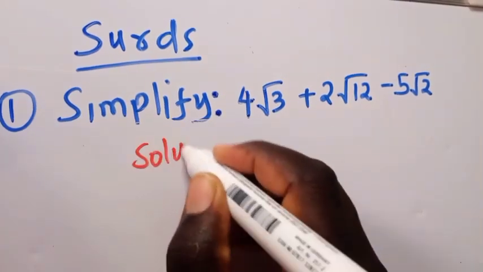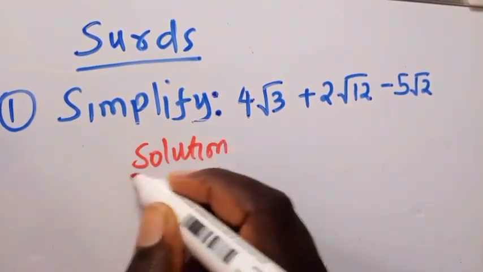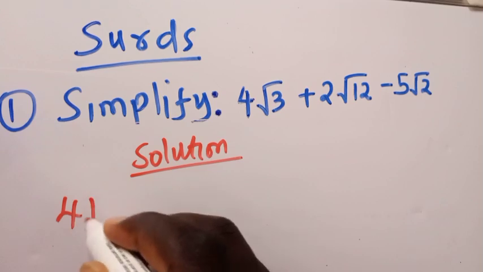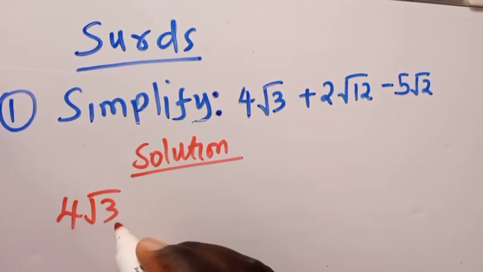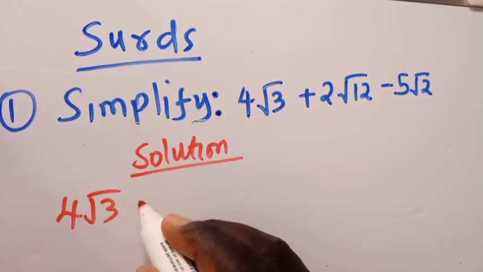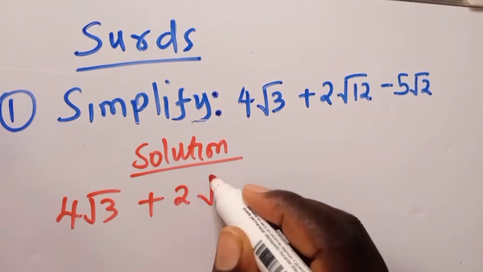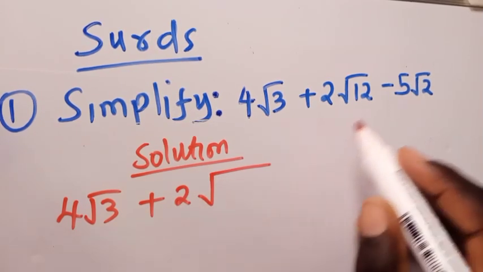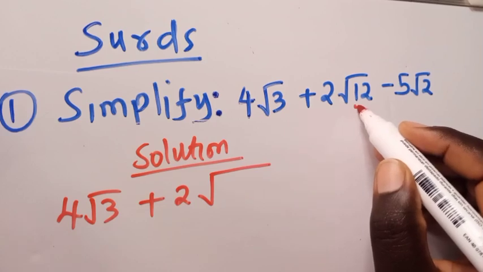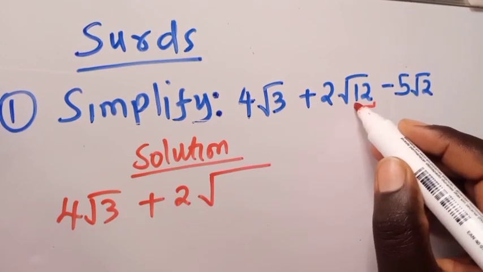We have 4 root 3. 4 root 3 is in its simplest form. Then plus we have 2 root 12. Root 12 is not in its simplest form. What do we do to 12?